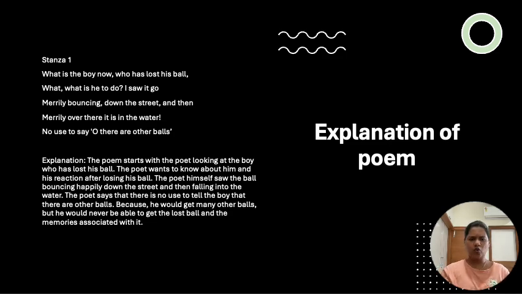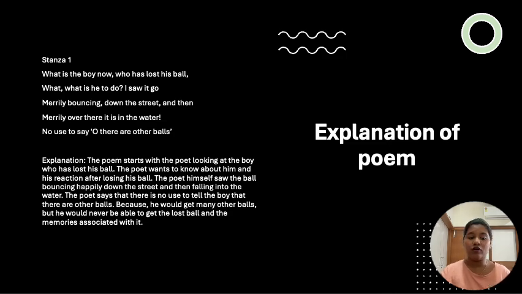What is the boy now who has lost his ball? What is he to do? I saw it go, merrily bouncing down the street and then merrily over there in its river. No use to say, oh, there are other balls. The poet here wants to explain that the poem starts here with the poet looking at a boy who has lost his ball. The poet wants to know about him and his reaction after losing the ball.